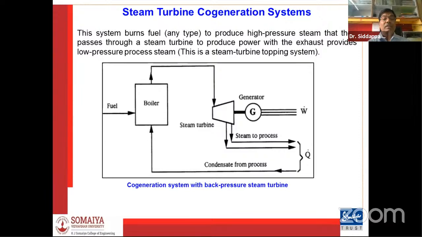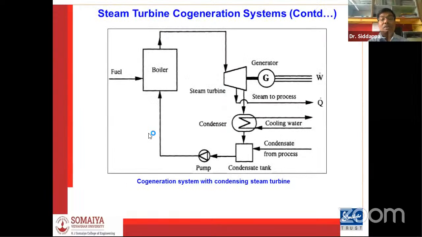Therefore, for performance parameter analysis, we are going to use exergetic equations or exergy analysis. I'll explain that when I go to the performance parameter analysis of the cogeneration system. This is one of the back pressure steam turbine arrangements. And again in steam turbines, the second type is called the condensing steam turbine plant.